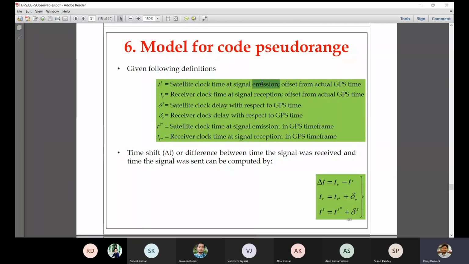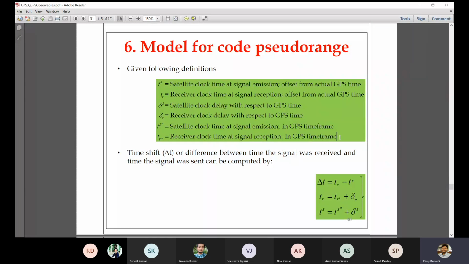Now, if the actual offset is available, how is the offset represented? They will be represented as delta S and delta R. Delta S is the satellite clock delay with respect to GPS time, and delta R is the receiver clock delay with respect to GPS time. Now TS star and TR star are the satellite clock time at signal emission in the GPS time frame, and the receiver clock time at signal reception in the GPS time frame.